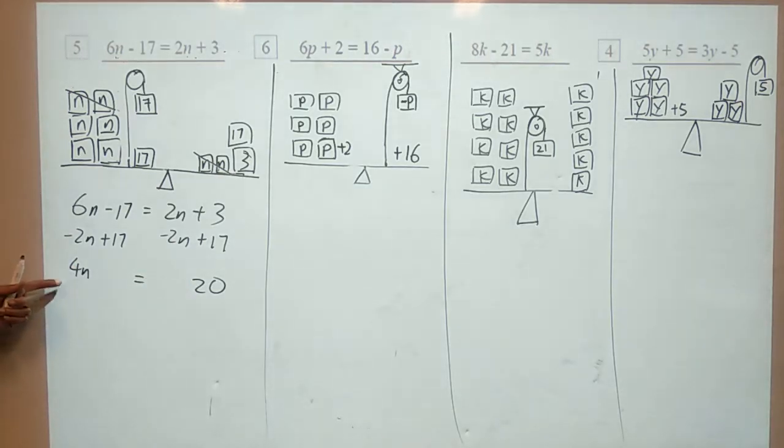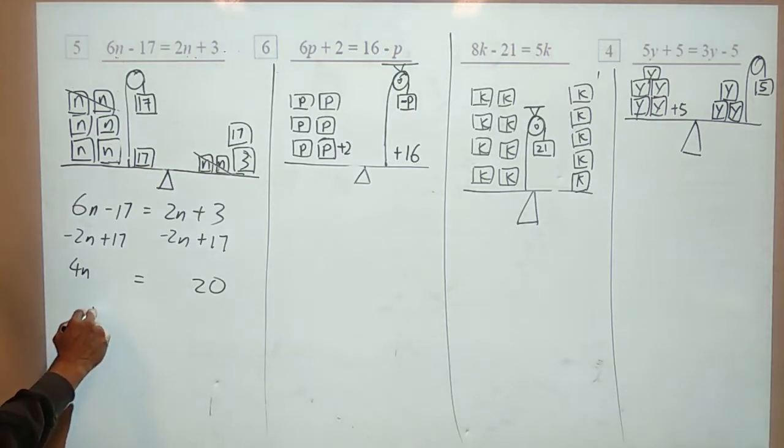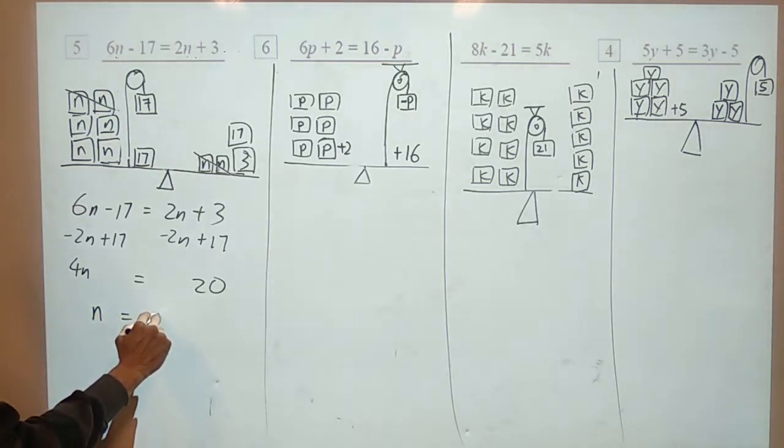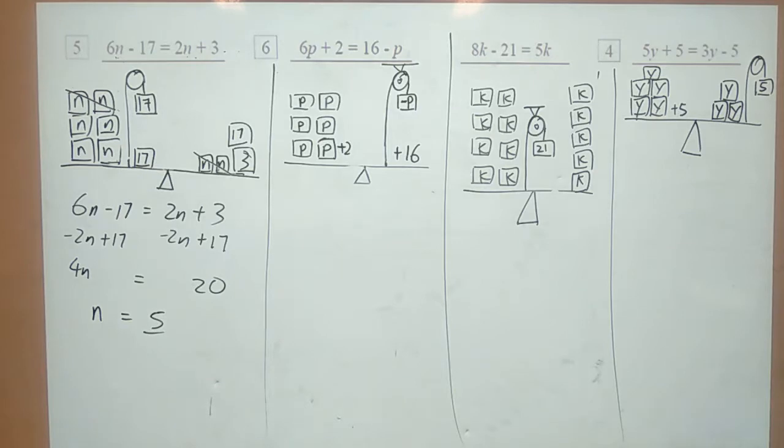Now you have a very familiar one-step equation. So we divide both sides by 4. You have n equals 5. So the answer is n equals 5. So it means each of these n units, each of these n has a mass of 5 units.